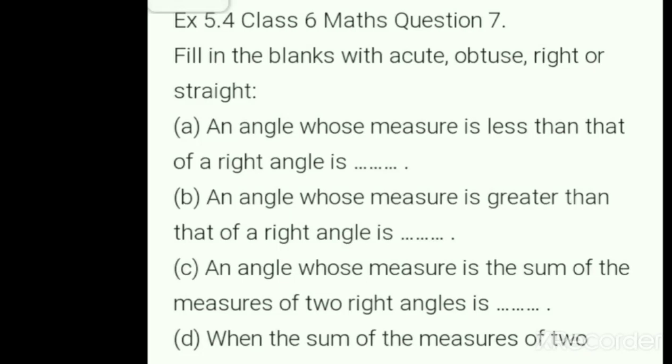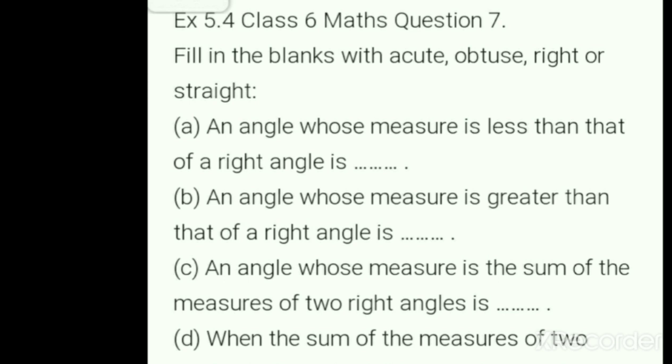Question number 7. Fill in the blanks with acute, obtuse, right or straight. Okay, so we have learned all the angles: acute, obtuse, right and straight. So we have to now fill in the blanks with these angles. First one, an angle whose measure is less than that of a right angle.